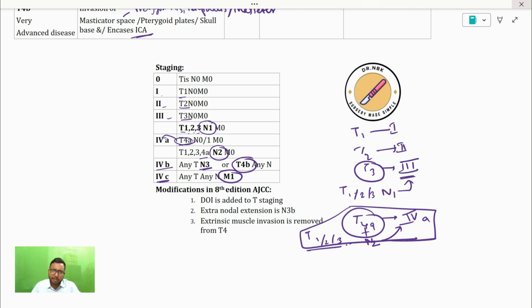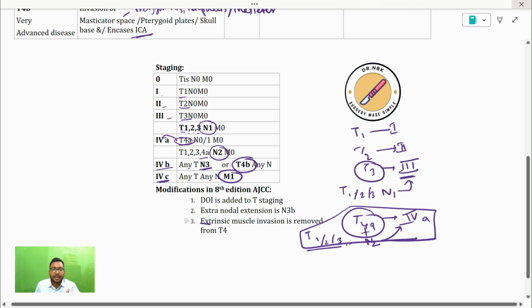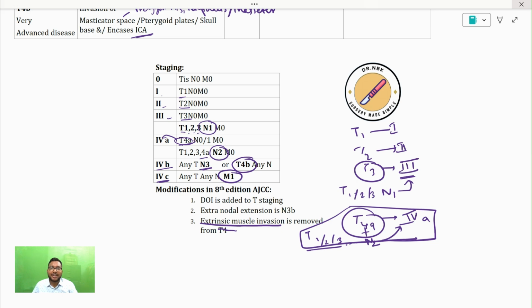So what are the most important modifications that have been added in the 8th AJCC classification? One is that depth of invasion is added. Second, extranodal extension is N3B, and extrinsic muscle invasion is removed from T4. Okay, right. So this is regarding TNM classification of oral cavity. Thank you.